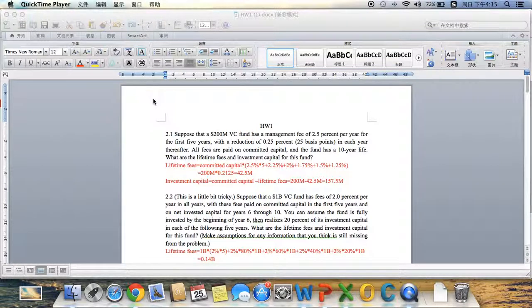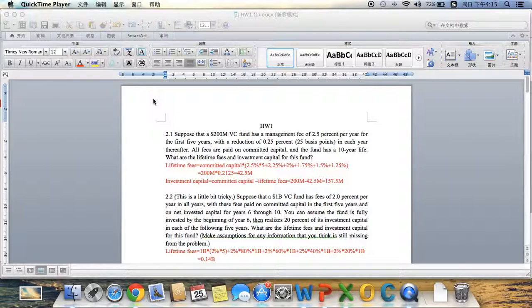For the first question, the lifetime fees by definition is the sum of the annual management fees for the life of that fund, while management fees are computed based on committed capital. These fees are 2.5% in the first 5 years with a reduction of 0.25% as seen on the screen. In this case, committed capital is 200 million. We just add up the fees in each year. Thus, lifetime fees add up to 42.5 million.